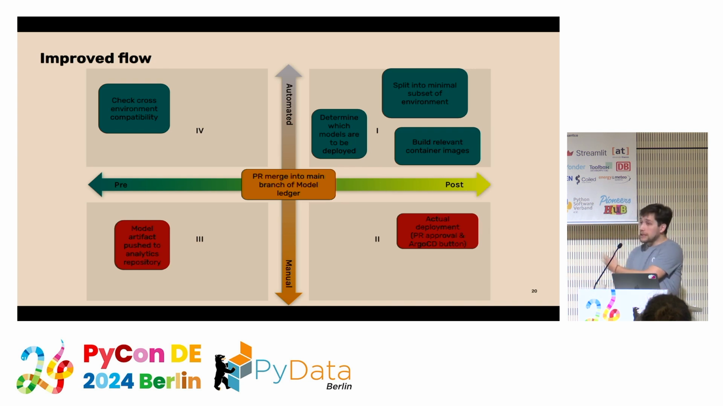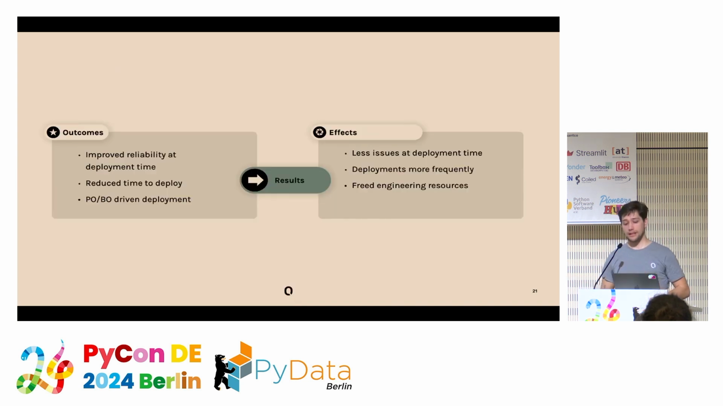The result of doing this change for us is that it improved the reliability of our deployments and reduced the time to deploy. We were spending like 8 hours in one single deployment, and we managed to reduce it to 2. And now we enable a product owner or a business owner to drive this deployment, and you don't need an engineer anymore. So this leads to fewer issues at deployment time, more frequent deployments, and freed engineering resources.